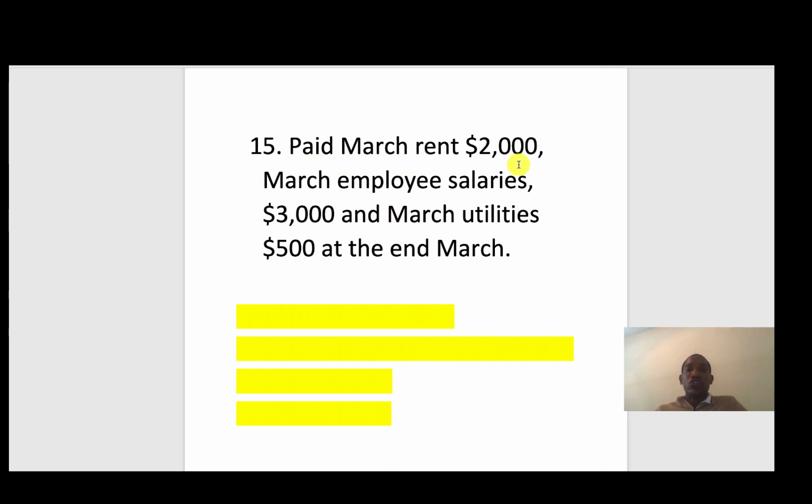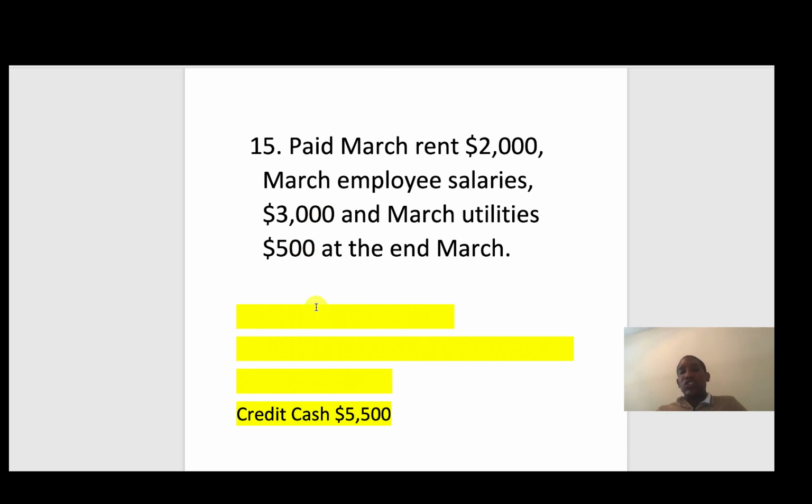So you paid March rent for 2,000, right? So here is a really good one. You paid March rent for 2,000, you paid employee salaries for 3,000, and March utilities for 500. So these are all things that you paid at the end of March. So we know when we pay these things, since we paid 2,000 and 3,000 and 500, we're going to assume you paid it with cash. All of these are being paid with cash, so we know we can credit cash here for the sum of all of that. Okay, 2, 3, and 5.